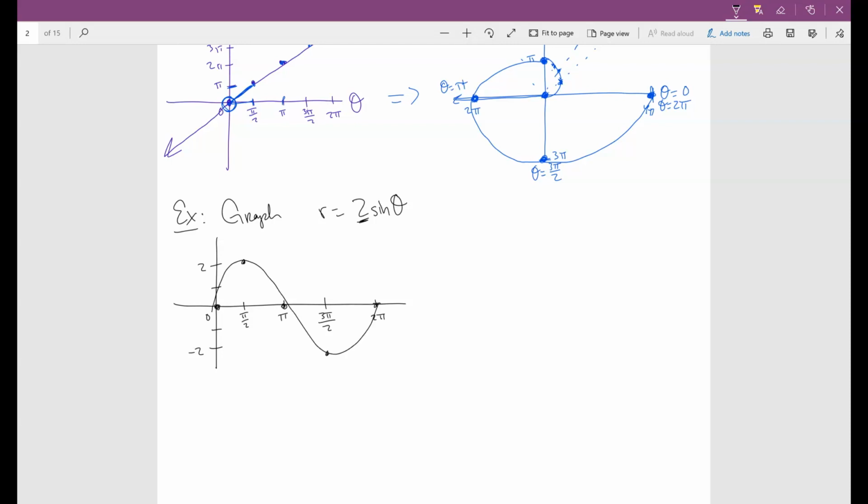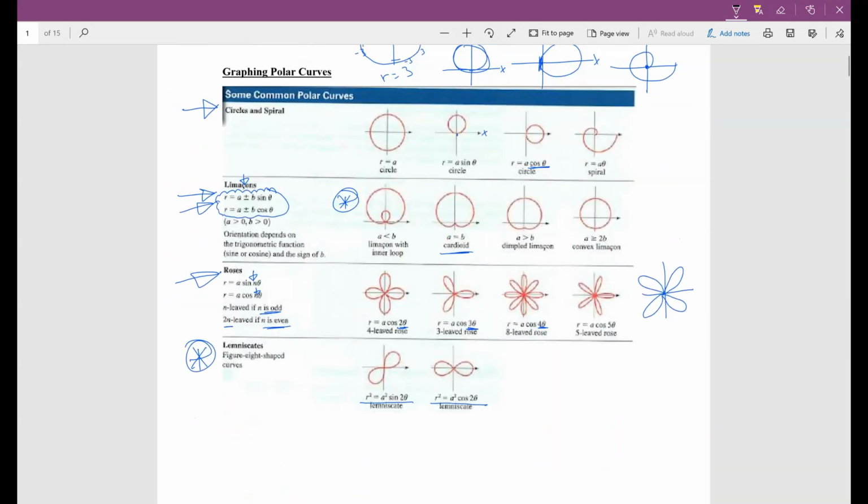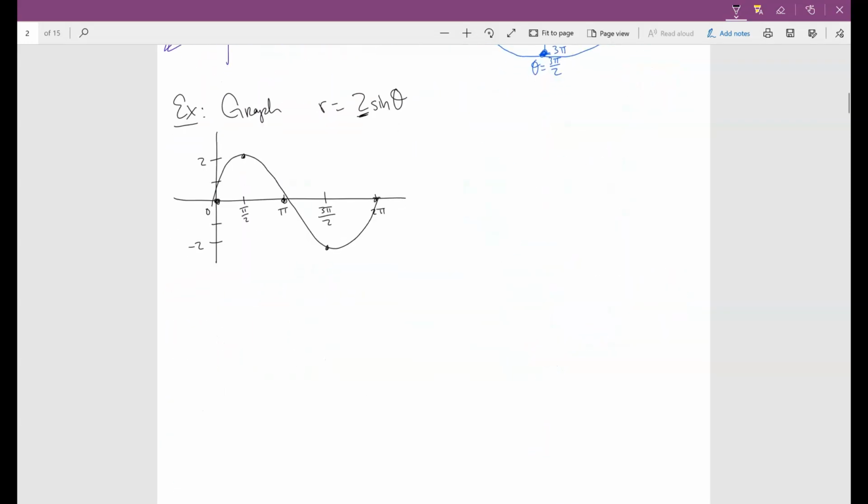Okay, and you can kind of already predict what this graph is going to look like, because if you look at the little cheat sheet, you can see that this is just going to be a circle. Okay, so let's go ahead and graph this. So now let's graph it in polar. All right, so we're going to start at theta equals 0, then pi over 2, then pi, then 3 pi over 2, and then 2 pi.